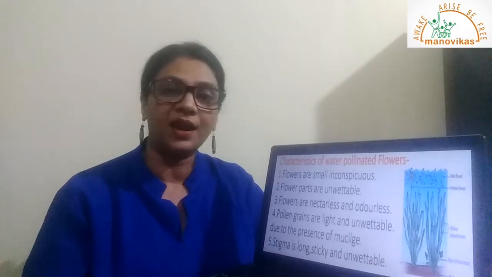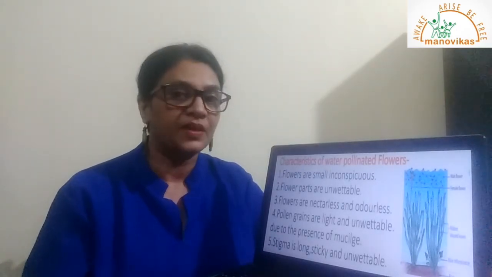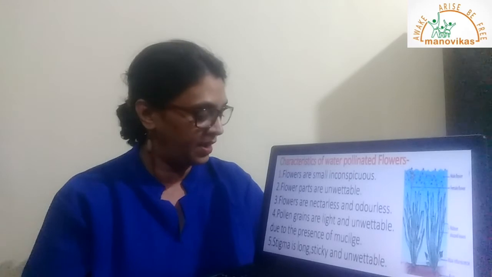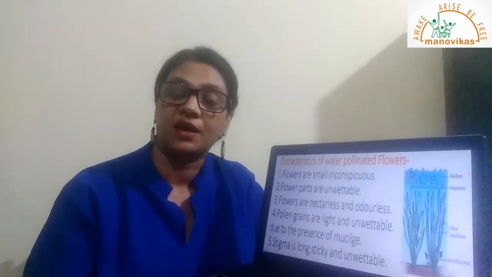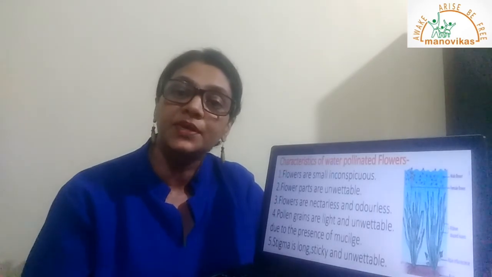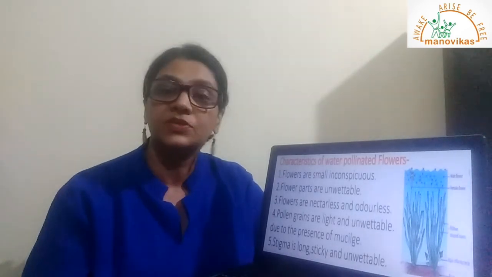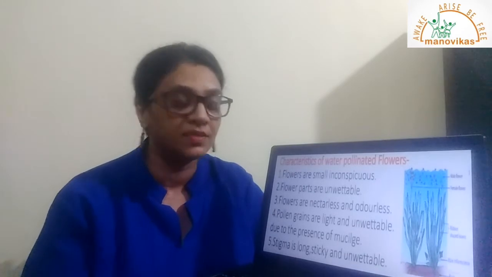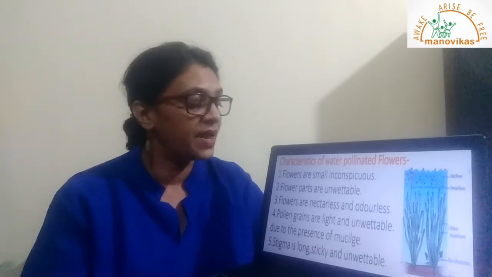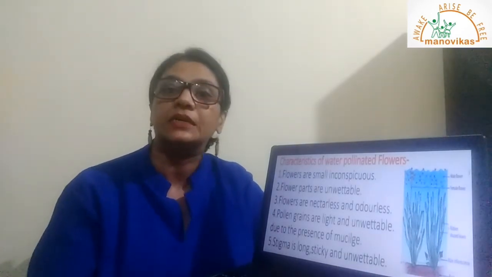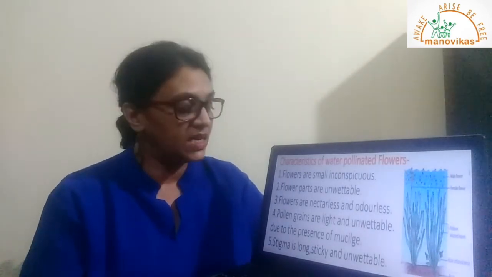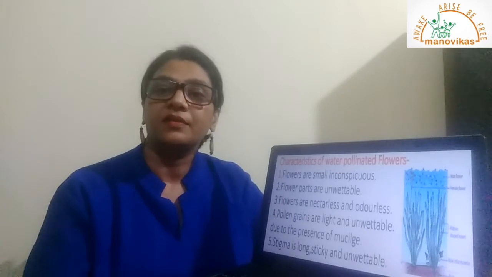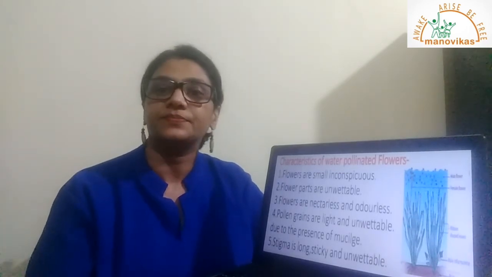Pollen grains are light and unwettable. They are unwettable because they are covered by a gluey substance or a mucilaginous substance. There's an error in the spelling. It is mucilage. The stigma is long, sticky, and again does not get wet.